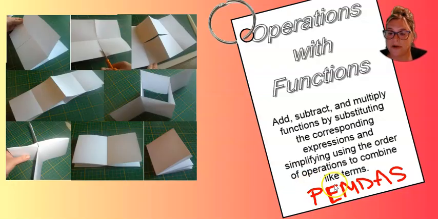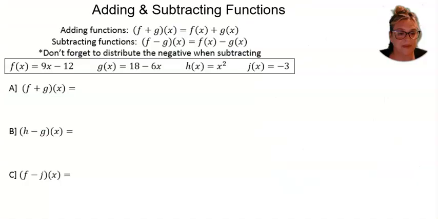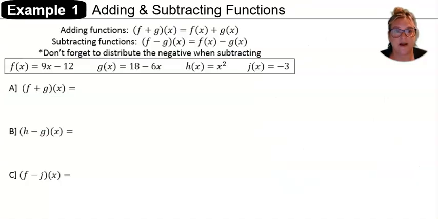Then E for exponents. The M and the D, multiplication and division, they occur from left to right and they have equal precedence. Same for addition and subtraction, right? We look for addition and subtraction from left to right with equal precedence. So let's go ahead and try these A, B, and C examples together.